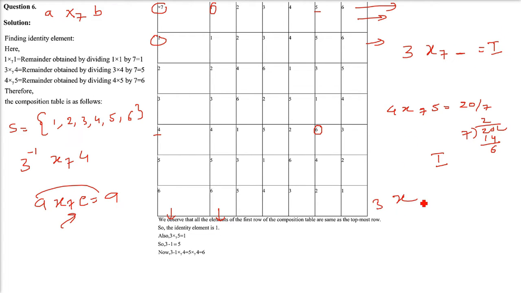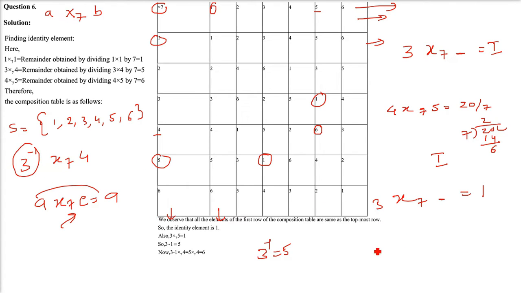Okay, now identity we got. So first the inverse of 3: operation of ×7 with a certain value that is going to give you 1. That will be 3 inverse. So what value in the 3 column or 3 row is 1? 5. When we operate 3 with 5, you get 1. So the inverse of 3 is 5.